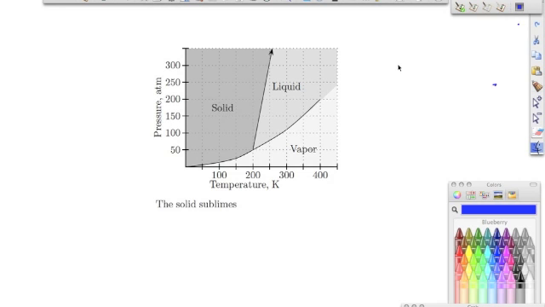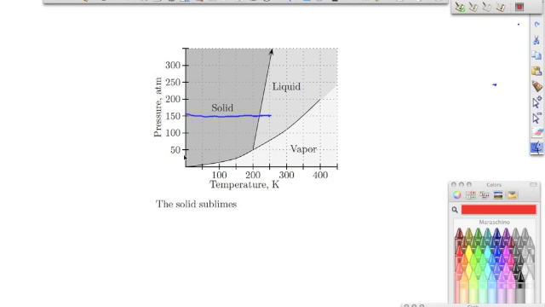Okay, here is number 21. It says the solid sublimes, and it wants to know at what pressure and temperature it sublimes. Now, sublimation is when it moves from a solid straight into a vapor. So if we're at a pressure of 150 atmospheres and we're moving across, we see that we'll hit the liquid phase. Okay, now sublimation means that it skips the liquid phase. It doesn't go in the liquid phase.